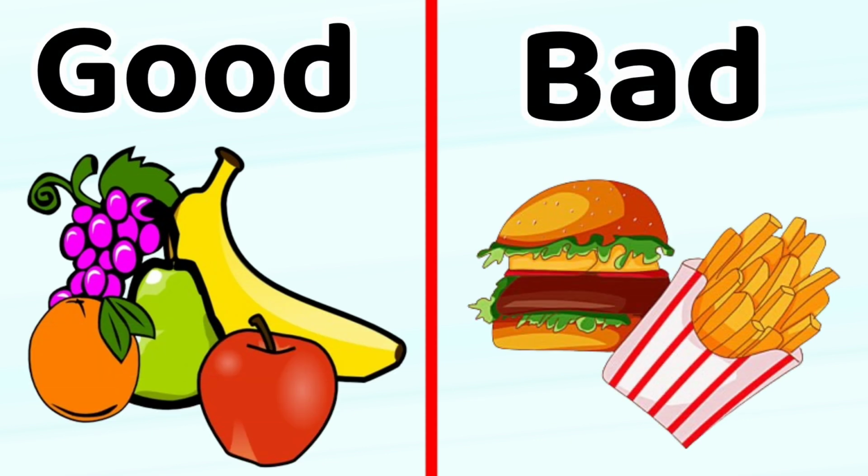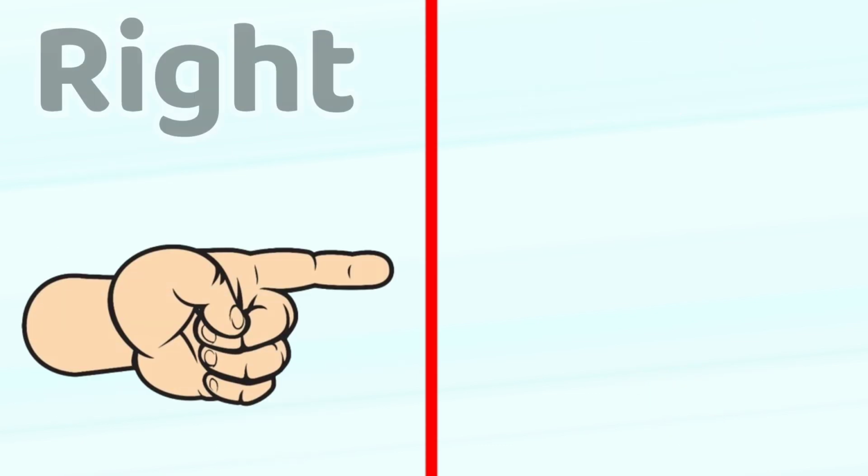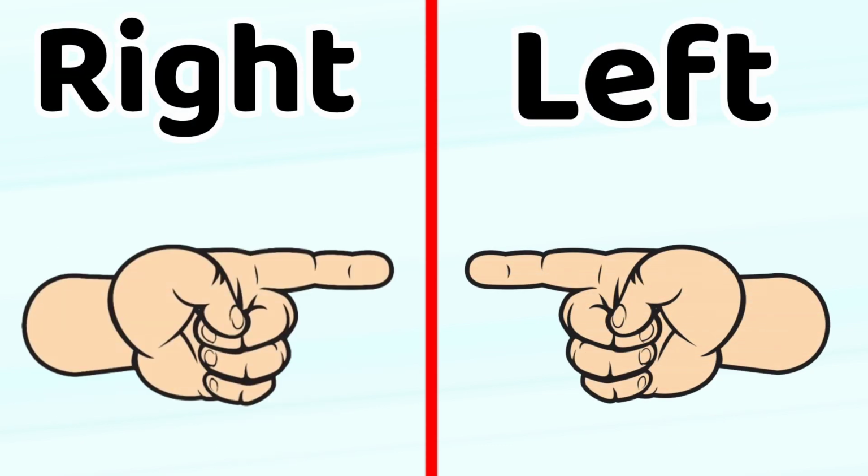Good, bad. Children, these fruits are good. This junk food is bad. Good, bad. Right, left. Children, this finger is pointing towards right. This finger is pointing towards left. Right, left.